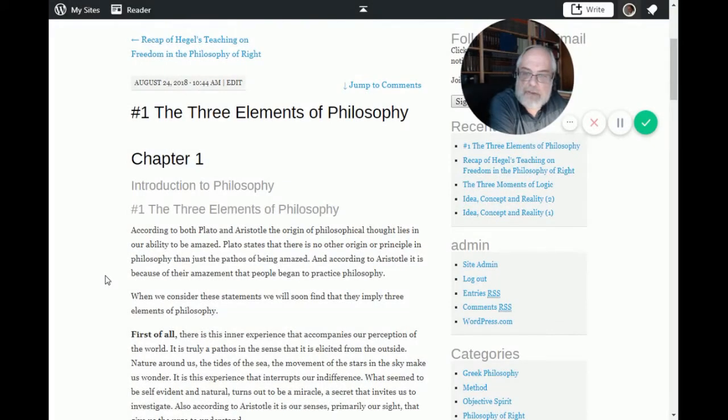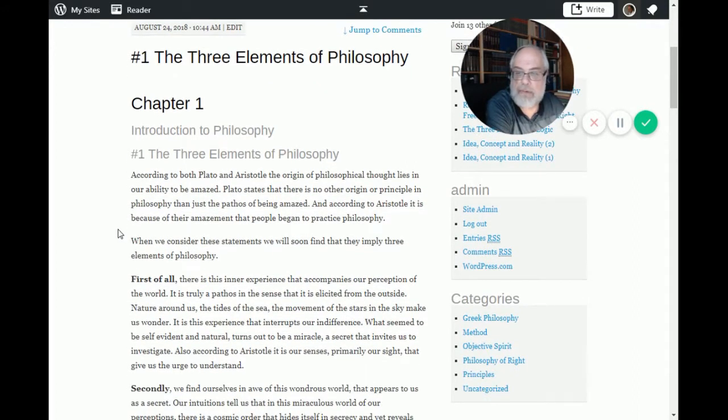The Three Elements of Philosophy, Chapter 1, Introduction to Philosophy. This is part of a series on the general nature of philosophy, using the early history of philosophy as our starting point. First, some general remarks about the nature of Greek philosophy and philosophy in general. Paragraph 1, the three elements of philosophy.